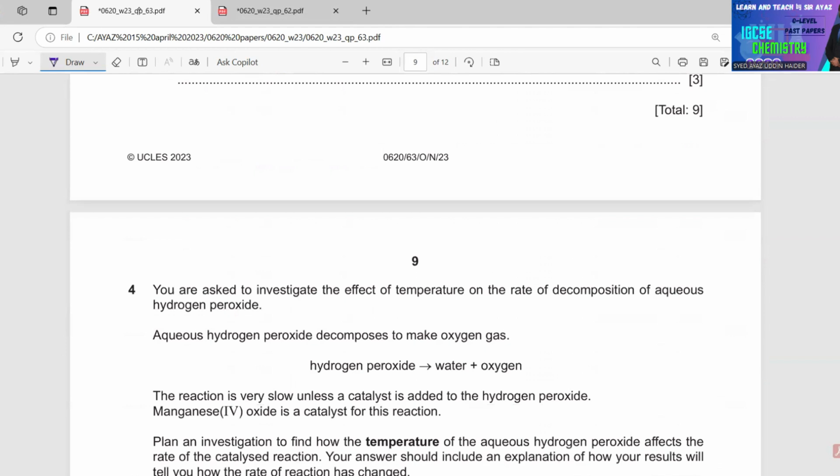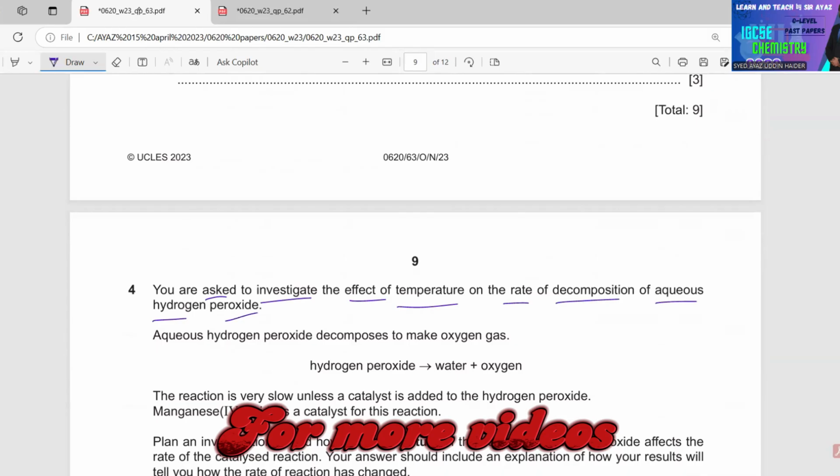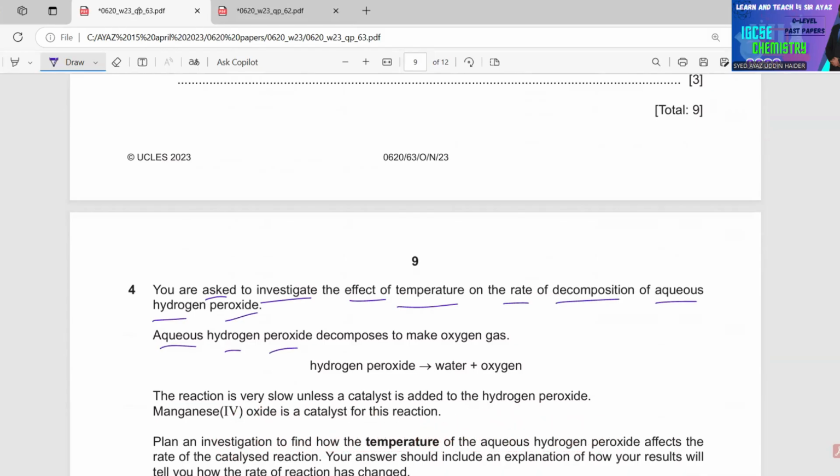Moving to next question. This will be the last question. You are asked to investigate the effect of temperature on the rate of decomposition of aqueous hydrogen peroxide. Aqueous hydrogen peroxide decomposes to make oxygen gas. Here's the reaction. You see, hydrogen peroxide is a liquid. You're getting water liquid and oxygen gas. The reaction is very slow unless a catalyst is added to the hydrogen peroxide. Manganese oxide is a catalyst for this reaction.